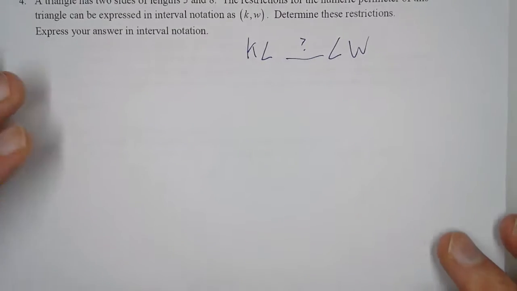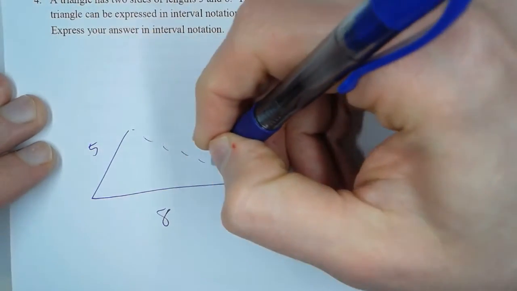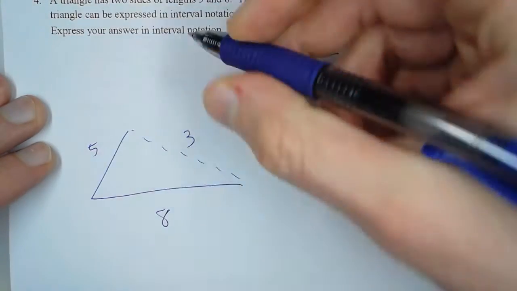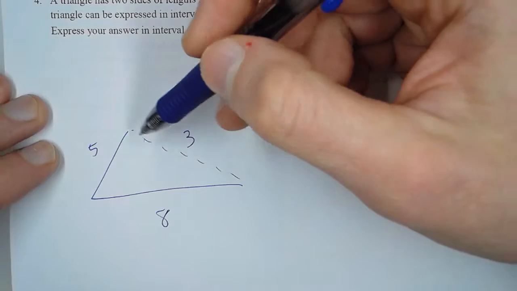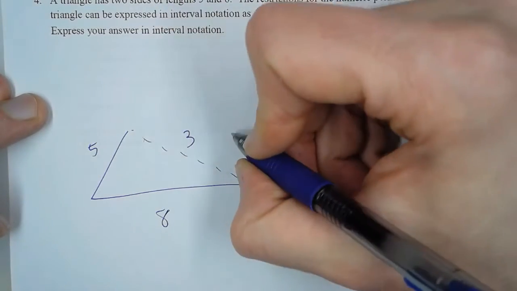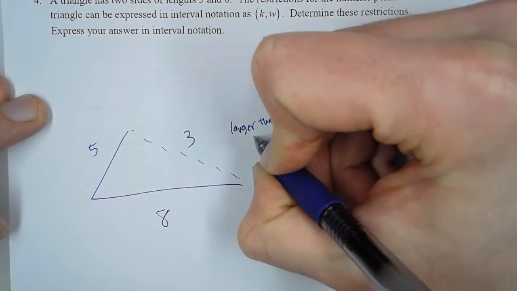So we know two sides of a triangle are 5 and 8. Now, what is the shortest that this side could be? Well, if it were 3, these two sides would just touch, but there wouldn't be any triangle. There'd be no area. So it has to be larger than 3.